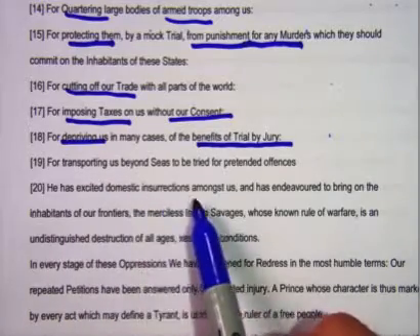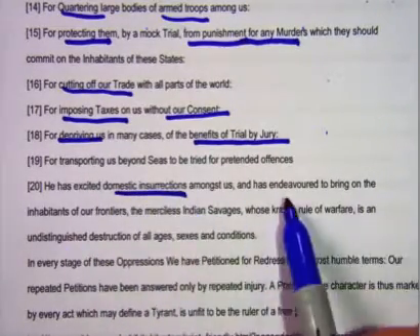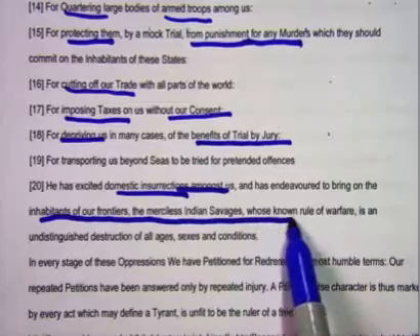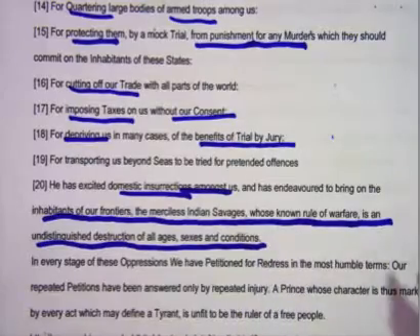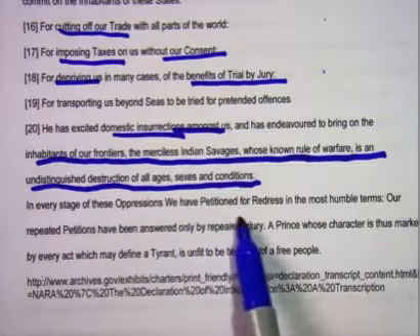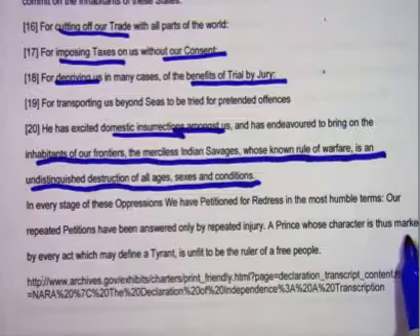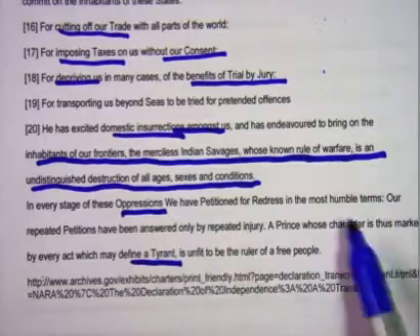He has excited domestic insurrections amongst us and has endeavored to bring on the inhabitants of our frontiers the merciless Indian savages, whose known rule of warfare is an undistinguished destruction of all ages, sexes, and conditions. In every stage of these oppressions, we have petitioned for redress in the most humble terms. Our repeated petitions have been answered only by repeated injury. A prince whose character is thus marked by every act which may define a tyrant. Oppression.